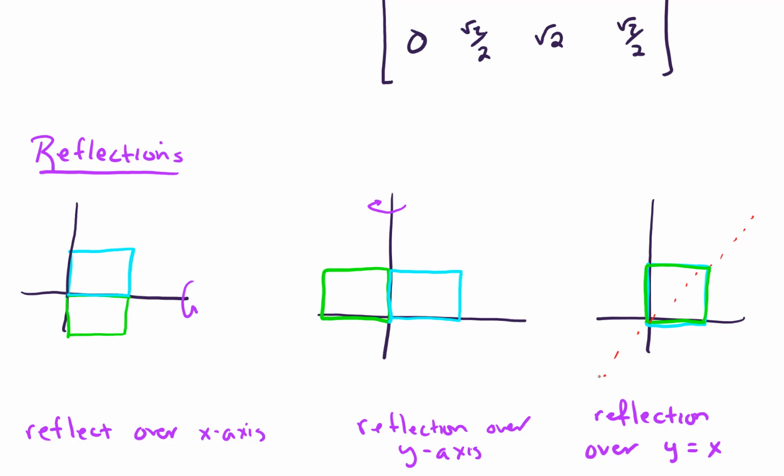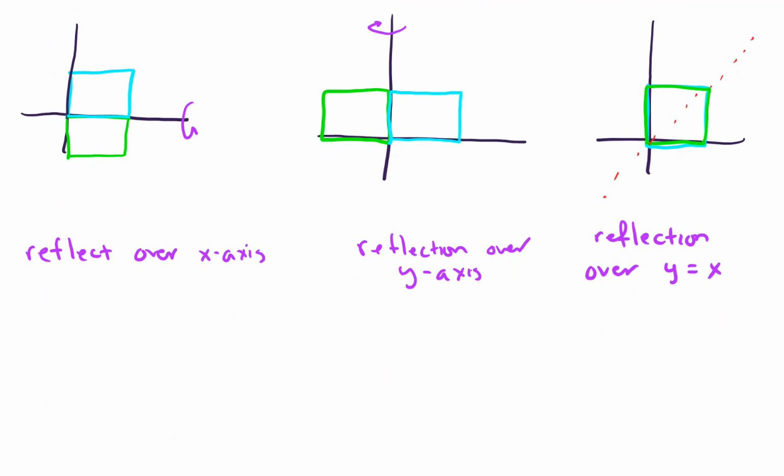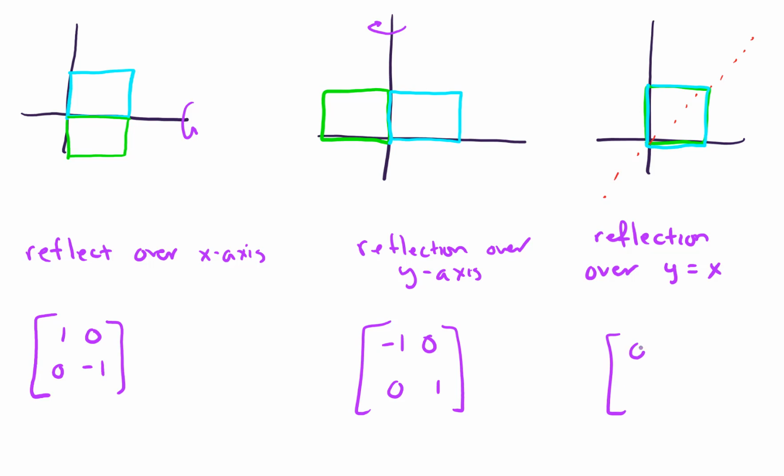Let's talk about the matrix representations of these reflections. The reflection over the x-axis is given by the matrix 1, 0, 0, negative 1. Reflection over the y-axis is given by negative 1, 0, 0, 1. And a reflection over the line y equals x is 0, 1, 1, 0.